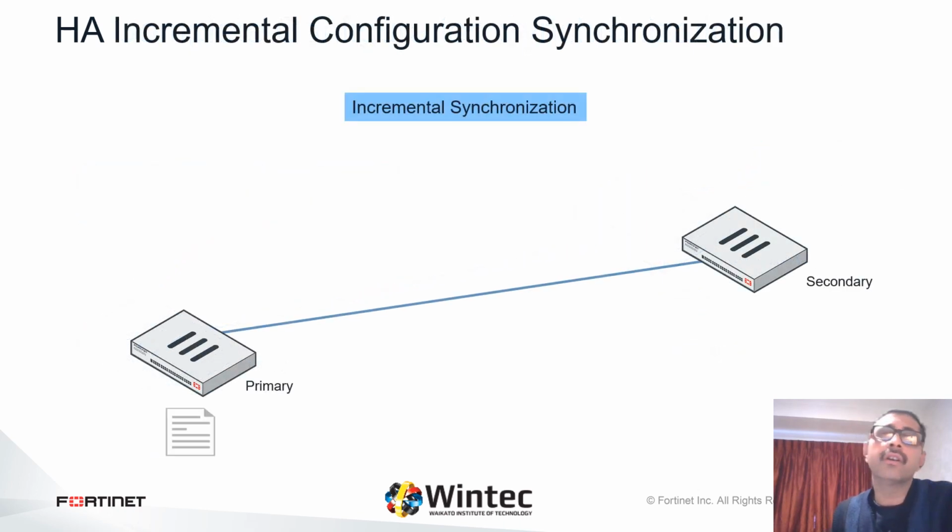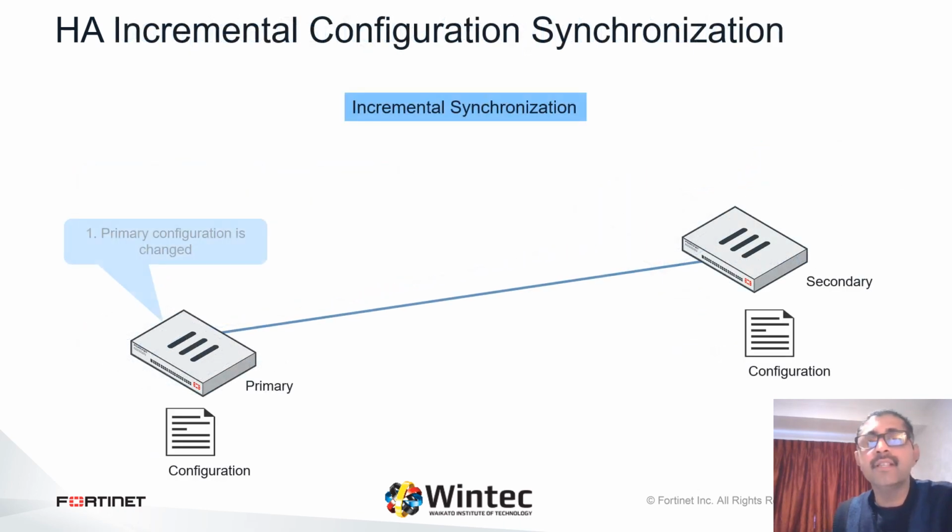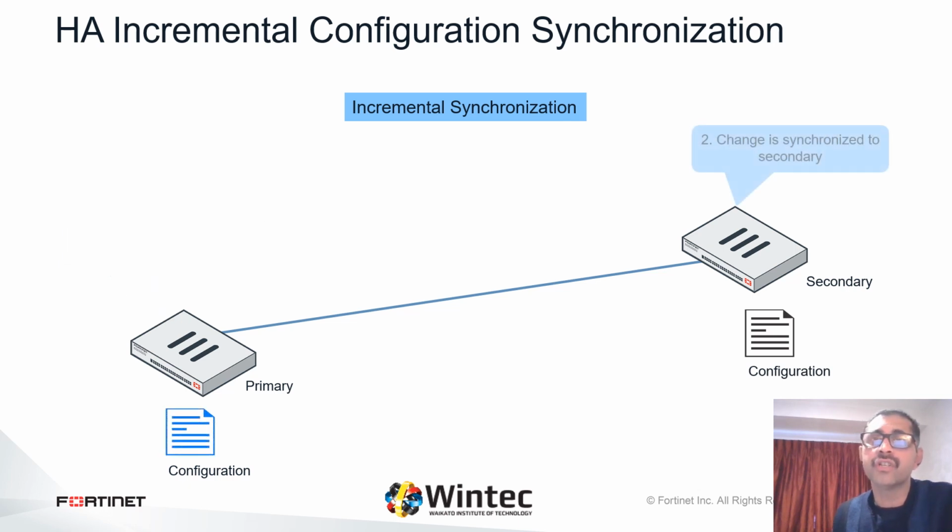After the initial synchronization is complete, the primary will send any further configuration changes made by an administrator to all the secondaries. For example, if you create a firewall address object, the primary doesn't resend its complete configuration. It just sends the new object. That is what is called an incremental synchronization.